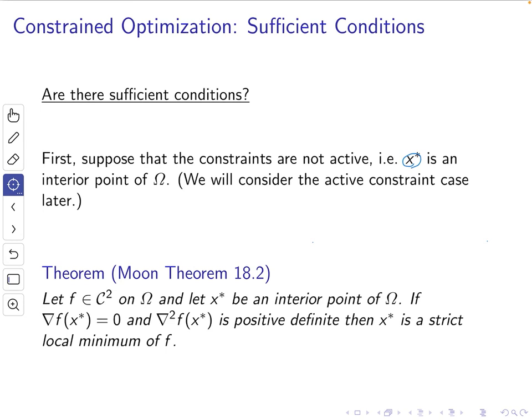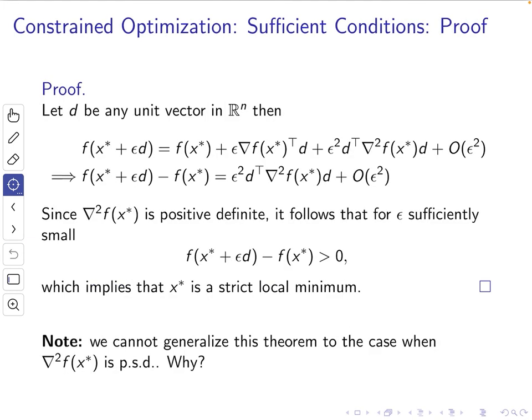So this is an interior point, and it looks exactly like the unconstrained case. And how do you prove it? Well, again, you take the Taylor series expansion. So we've got x star, and if we move some epsilon in the direction of d, here's our Taylor series expansion. And you notice if we move this to the other side, then since the gradient is 0, we just have this second order term.